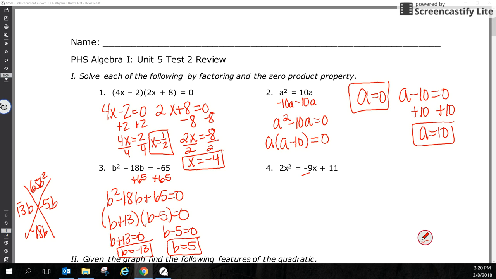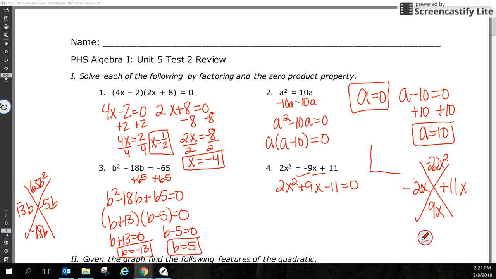All right, number 4, I'm going to move everything over this way. So I've got 2x squared plus 9x minus 11 is equal to 0. Then we're going to factor it. So I've got 2 times 11 is -22x squared, and that needs to be 9. So I'm looking for 2 numbers that subtract, because this one's negative, so one negative and one positive, subtract to 9, multiply to -22. That'd be 11 and 2. I need 11 to be positive because 9 is positive. So 11x minus 2x gives me my 9x.